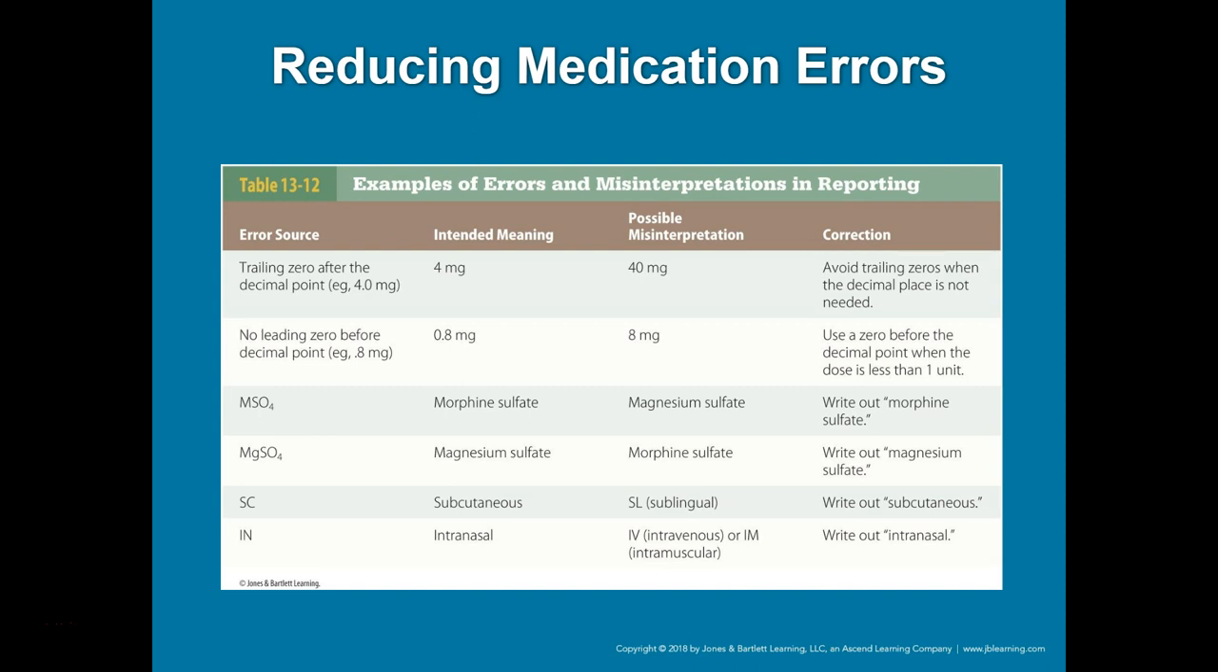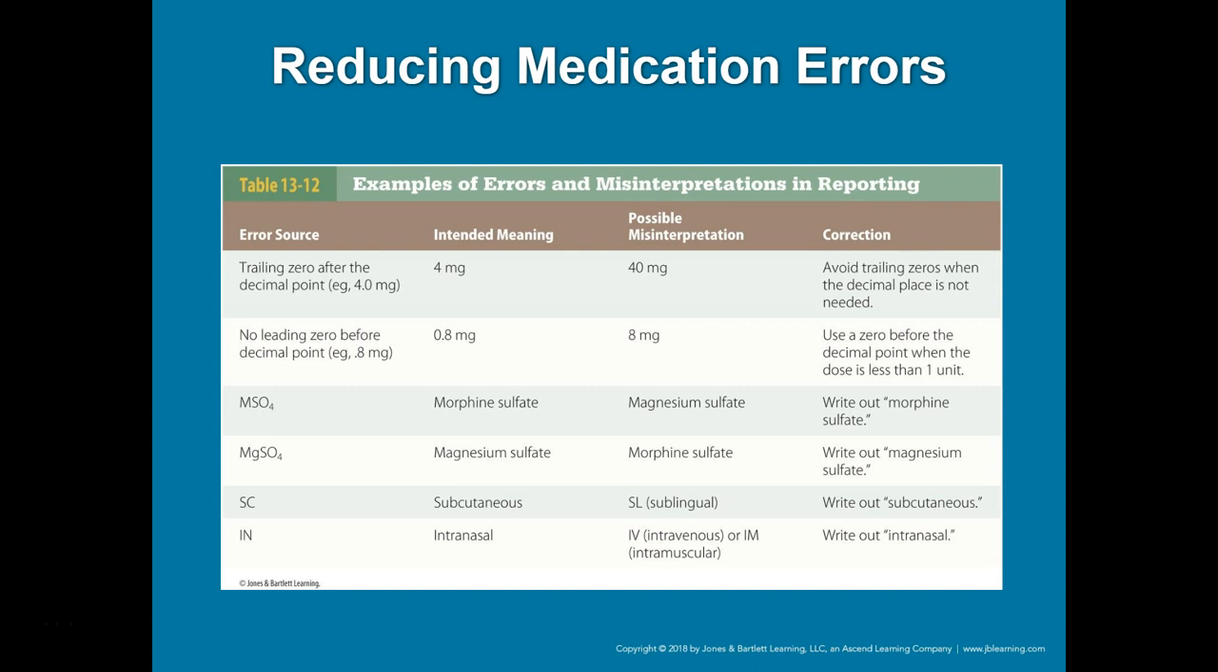Whenever you're writing down your medications, you should never put a trailing zero after the decimal point. For example, 4.0 milligrams. You should never put that. Just put 4 milligrams. That way it doesn't get misinterpreted as 40 milligrams.